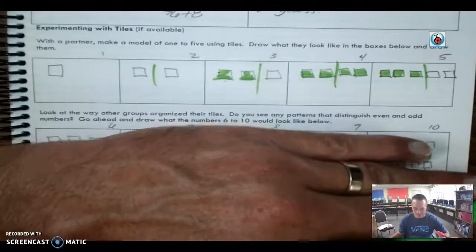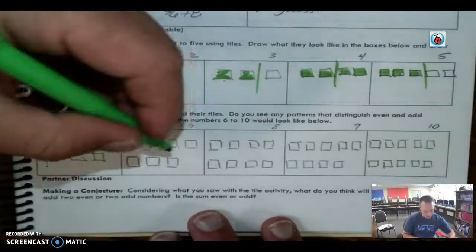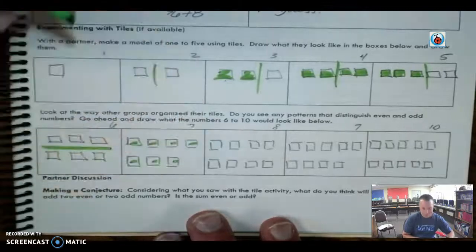If you have, here you go. So we can see that 6 can be split into 2 pairs of 3 and 3. 7 has 1, 2, 3, 4, and 1, 2, 3. So it's going to be uneven.